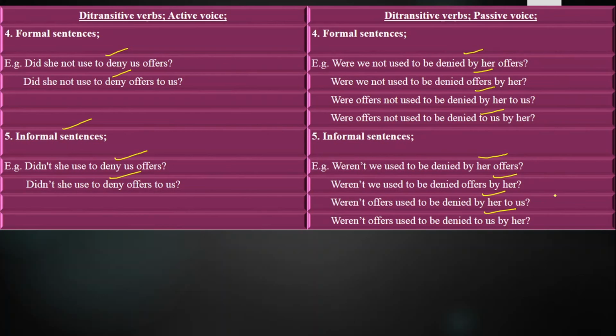So these are the sentences of the ditransitive verb deny with the structure used to.